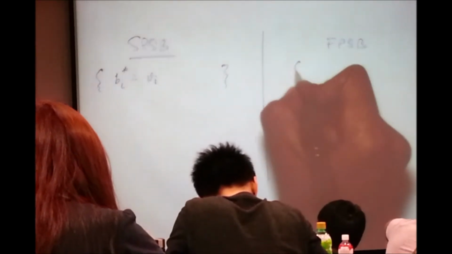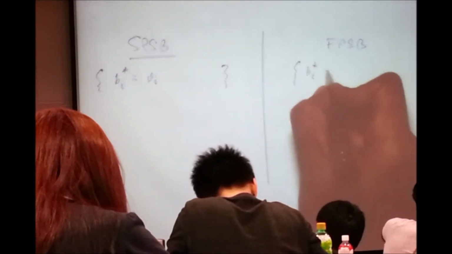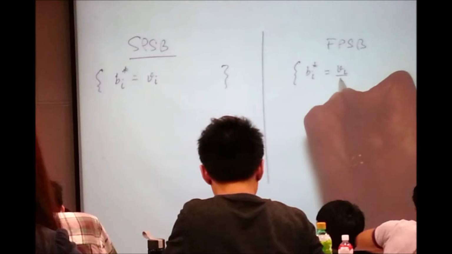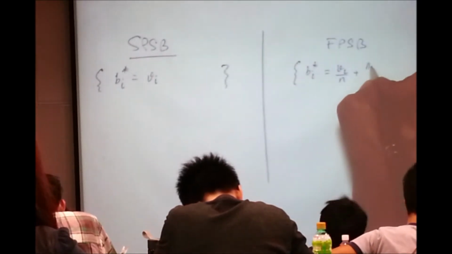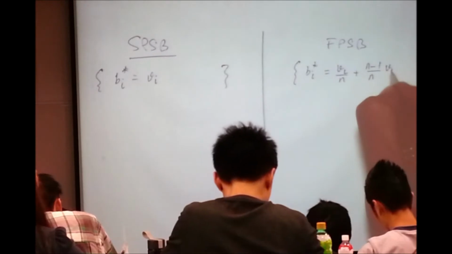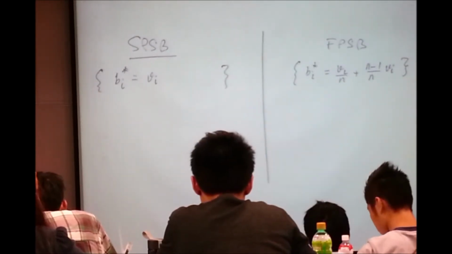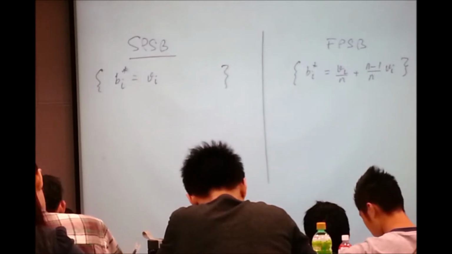In a first price sealed bid auction, on the other hand, the equilibrium strategy for any bidder is b_i* = (1/n) v_i + ((n-1)/n) v_i. These are the equilibrium sets of strategies.